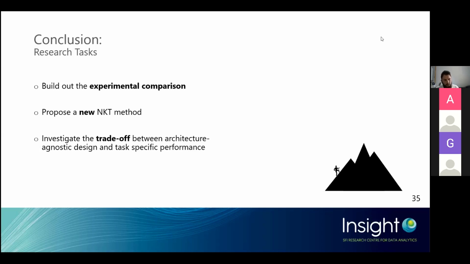We want to propose a new knowledge transfer method based on what we've identified as being the key ingredients, which is what I talked about in the slide before. And finally, off the back of our comparison, where we see that sometimes the least agnostic methods perform really well, we want to investigate that a bit more and see whether there is always a trade-off between an architecture-agnostic method, which can work in a lot of scenarios, and achieving high performance on specific tasks. And if that trade-off does exist, does it exist equally for every task?